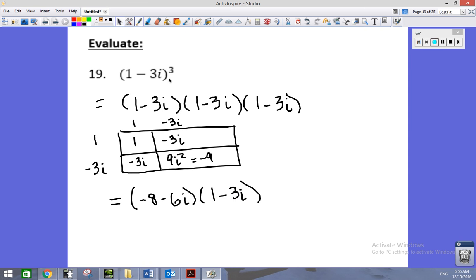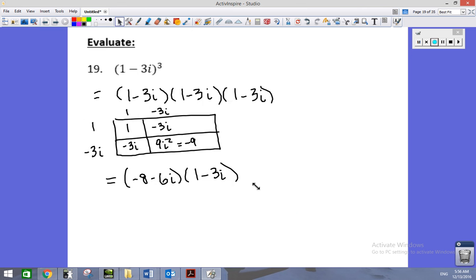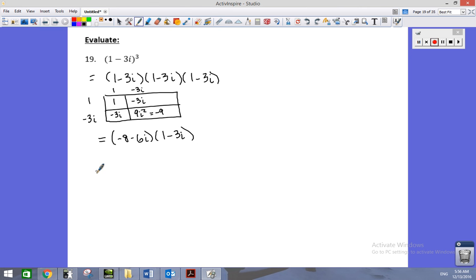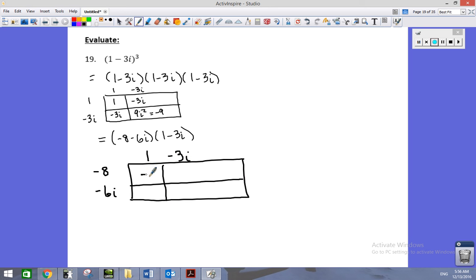So if I haven't made a silly mistake here, I'm just making two tables to multiply these binomials. You don't have to make tables, but a table is an organized way to apply the distributive property. So if I haven't made any silly mistake, that's what I get.